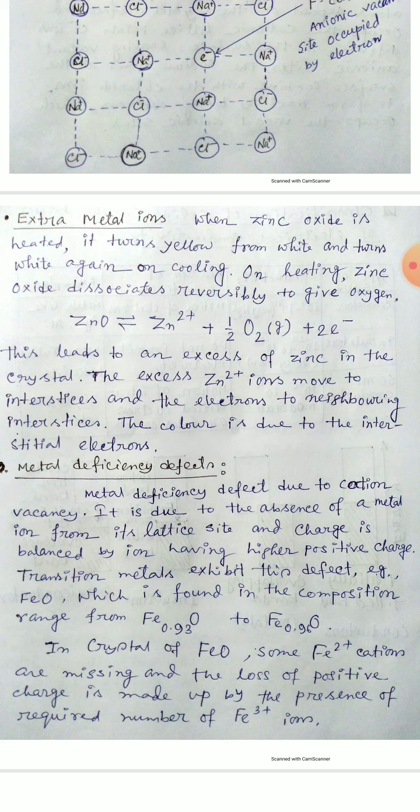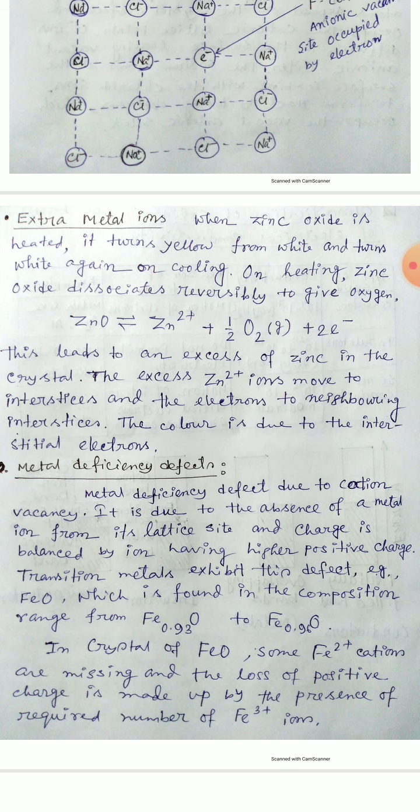Now, extra metal ions are explained by taking one example. When zinc oxide is heated, it turns yellow from white, and it turns white again on cooling. When you cool it again, it will be white again. What actually happens in this case?